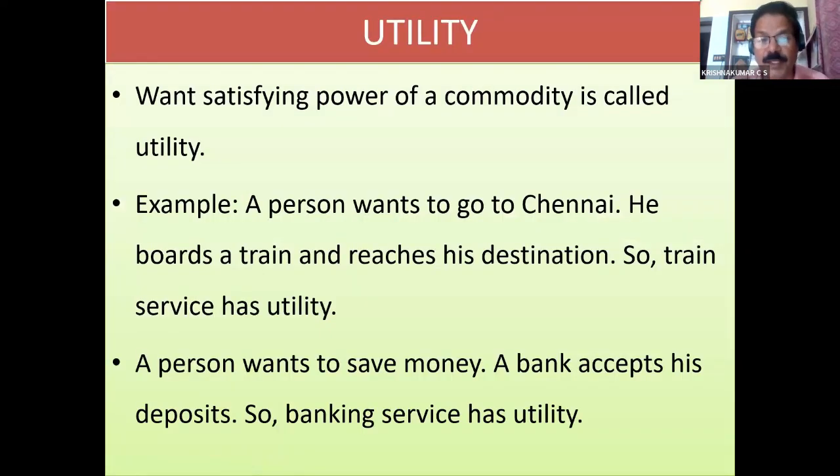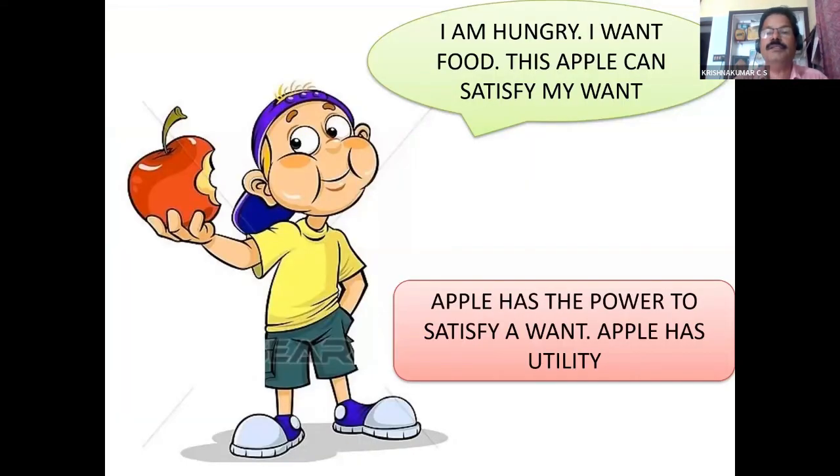Okay. So the want satisfying power of a commodity is called utility. See, this picture explains utility actually. I am hungry. I want food. This apple can satisfy my want. So apple has the power to satisfy a want. So apple has utility.